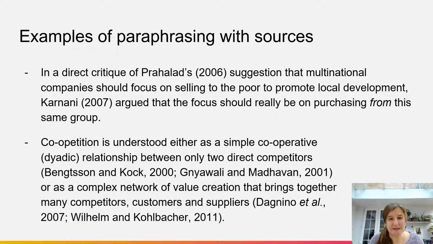And in the second example, we've got a few more authors brought in. So there are 4 different studies mentioned here, 2 that support the idea of co-opetition as a simple relationship between 2 companies, and two that support it as a more complex network involving customers and suppliers and other people. So that's two different ways of defining co-opetition, and it's useful to highlight those differences if that's your assignment topic.